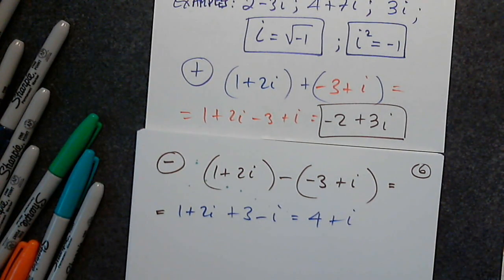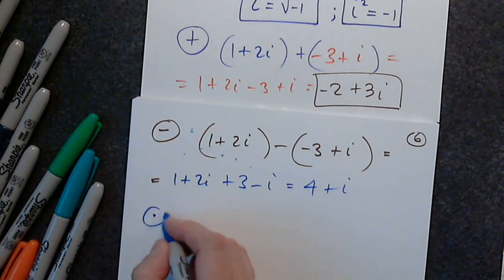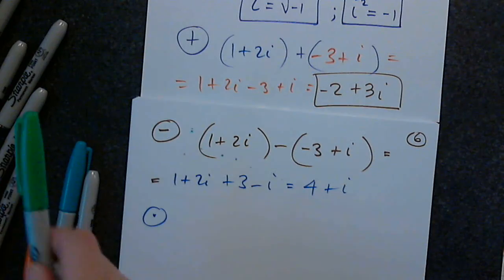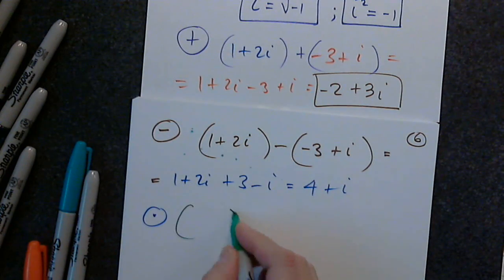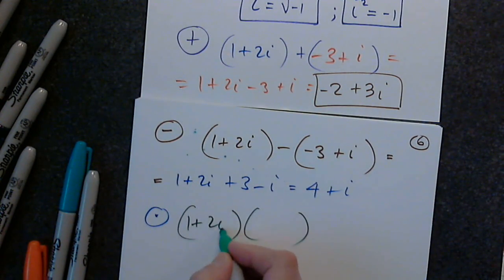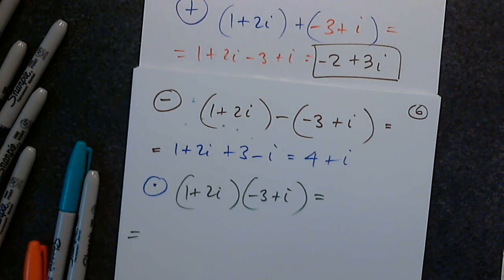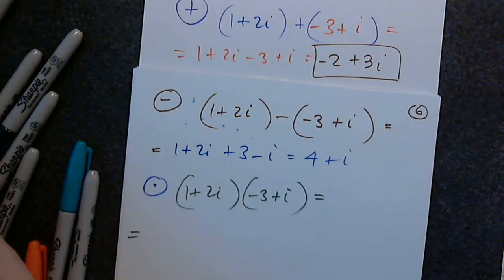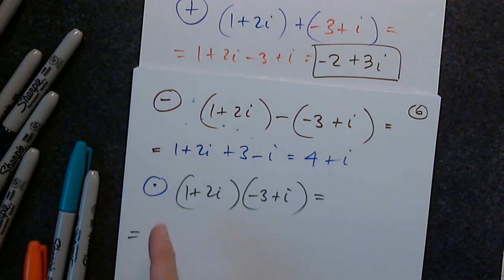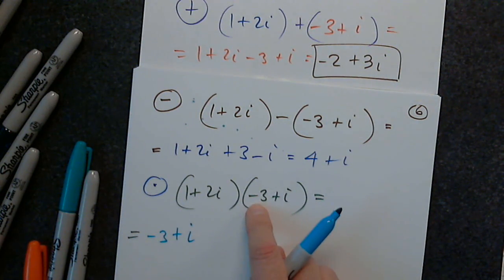Excellent. Let's multiply now. Do we stick with these two, or do we want to choose others? Same ones, fine. So 1 plus 2i, negative 3 plus i. We use FOIL, exactly like we would multiply binomials. How much is 1 times negative 3? Perfect. How much is 1 times i? How much is 2i times negative 3?